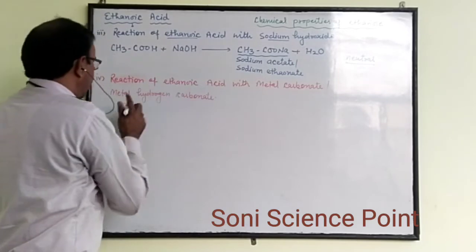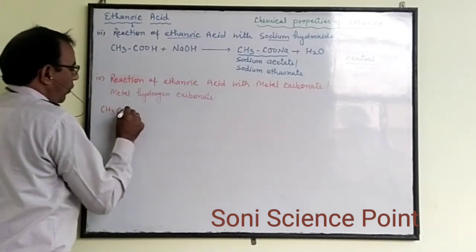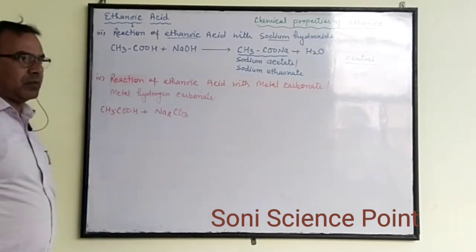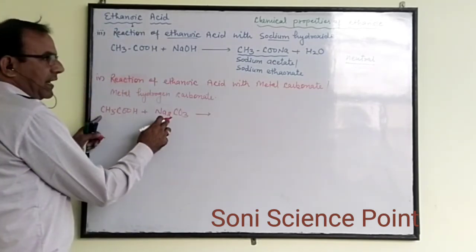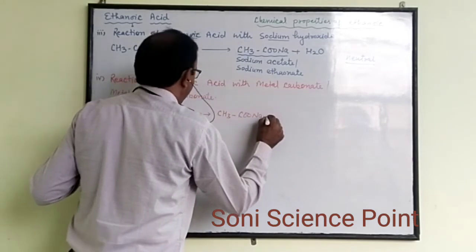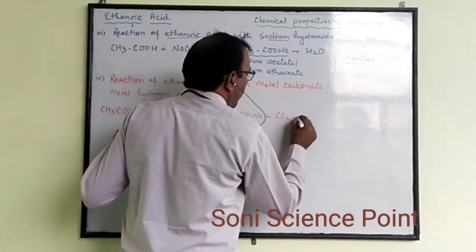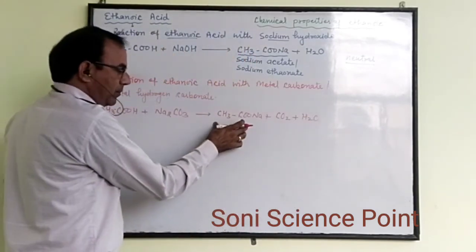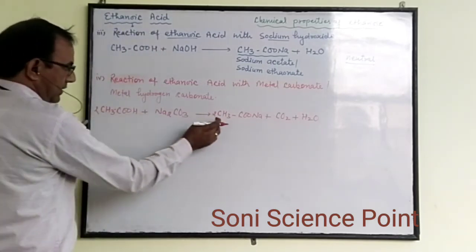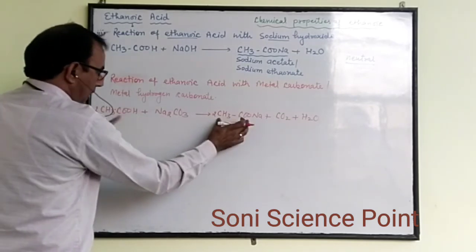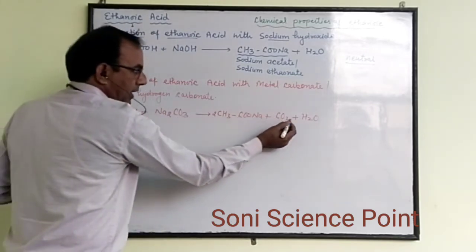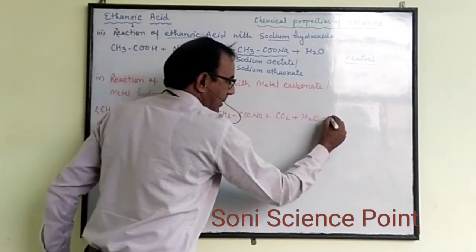We'll take the chemical process: ethanoic acid, CH3COOH, reacts with sodium carbonate, Na2CO3. Then it produces sodium ethanoate, CH3COONa, and CO2 plus water. This is the salt of sodium. It contains two CH3COO, Na is also doubled, a single C here, and O3, and H2O. This is the balanced chemical equation.